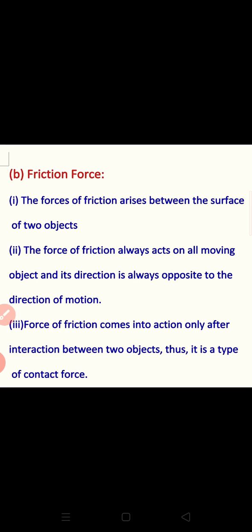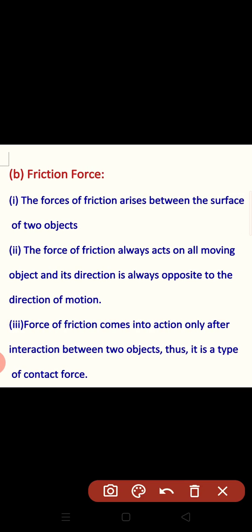What is friction? The force of friction arises between the surfaces of two objects. It works against motion. Whenever any two objects are moving, or one is moving and one is stable, the force which arises between their surfaces will be called frictional force.